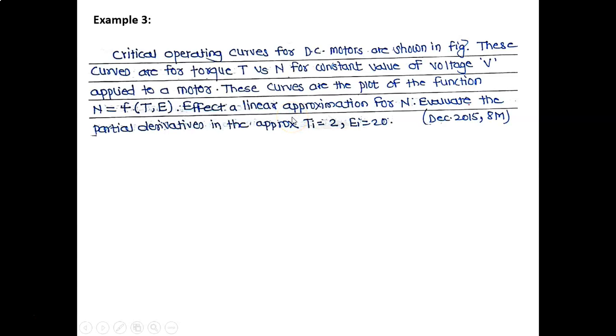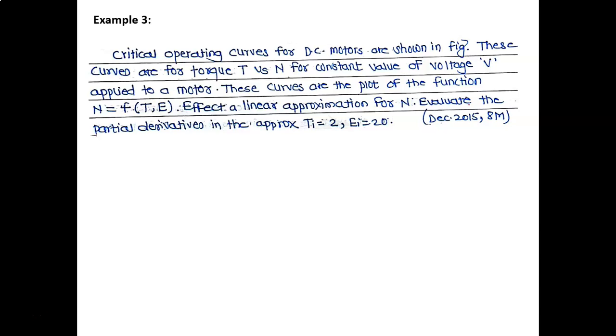Critical operating curves for DC motors are shown in the figure. These curves are for torque T versus speed N for constant value of voltage E applied to a motor. These curves are the plot of the function N is equal to a function of torque and voltage E. That is, speed is a function of torque and voltage. Effect a linear approximation for speed.